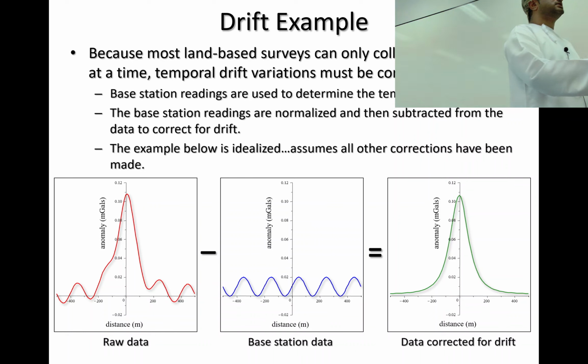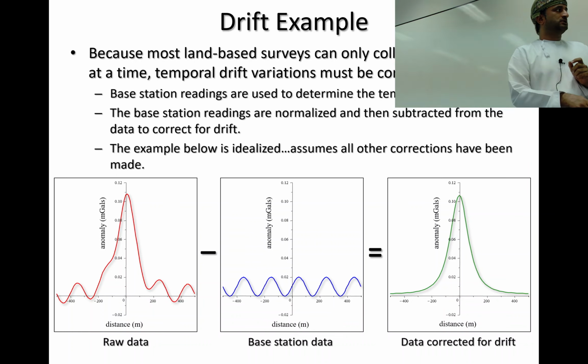Whereas this is the readings at the base station. I remove these readings considering the time range. I remove them from the other readings, the readings I have taken at other points. I get a good anomaly.